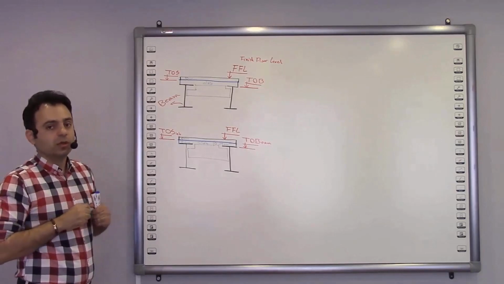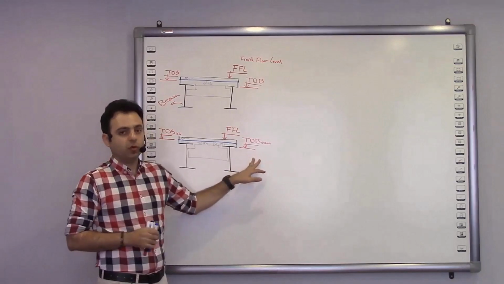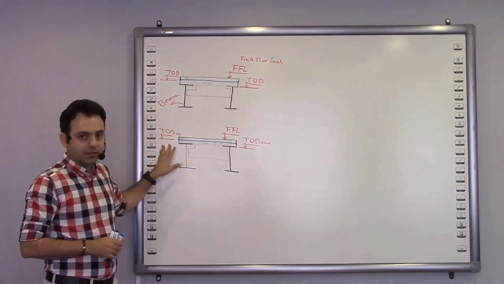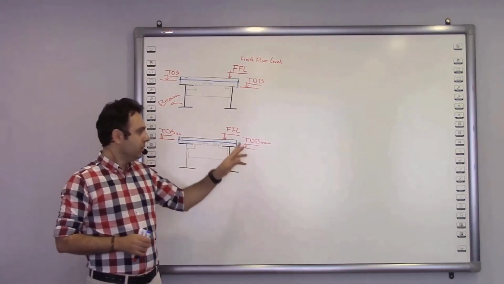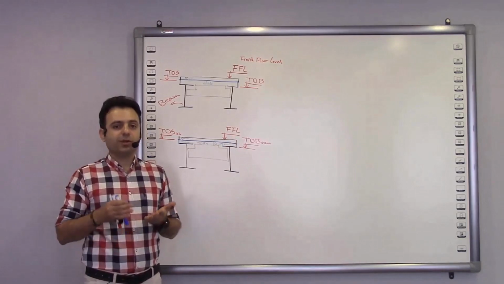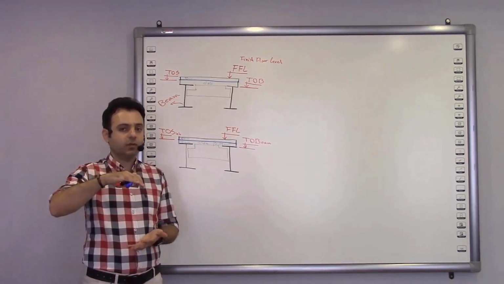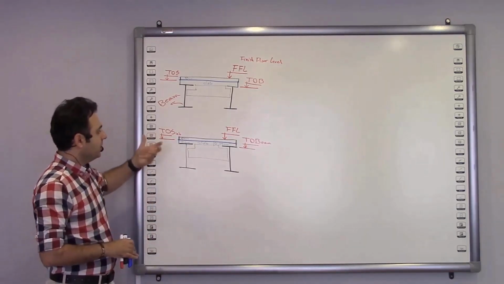The levels, we have all of it. The beam level, that was TOB. Then after the concreting, we had slab, that was TOS. And then finish floor level, that was FFL. These are the most important levels we have, and when we want to specify the floors, they are so effective.